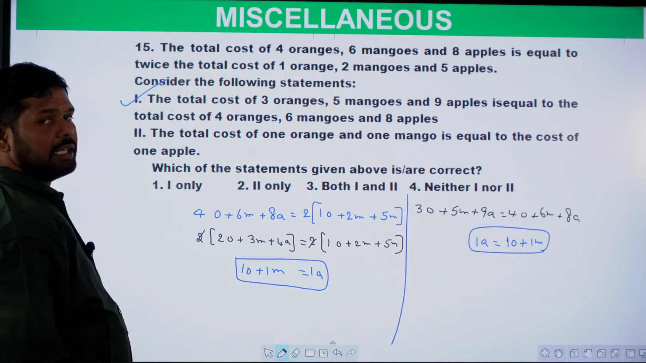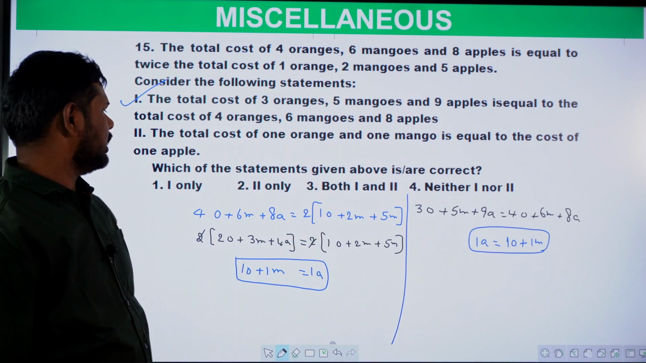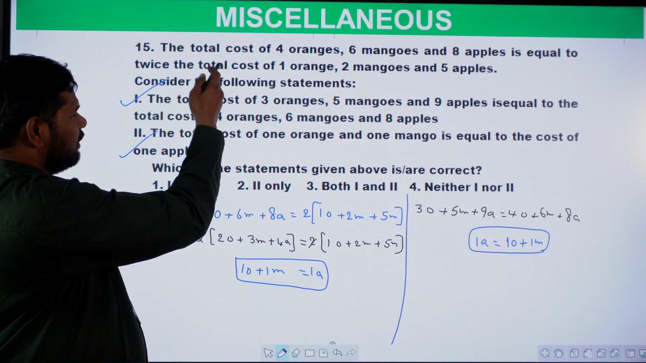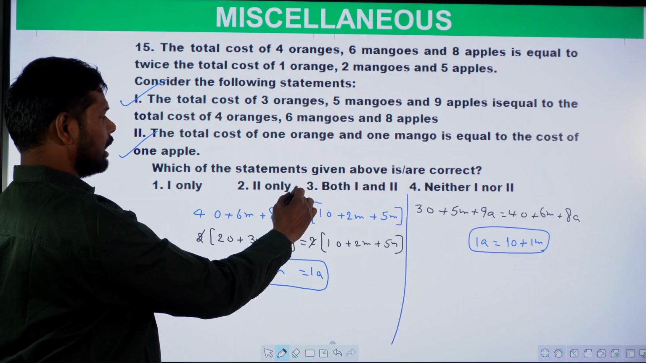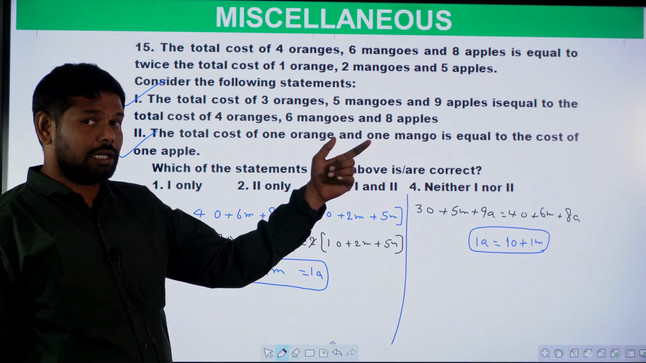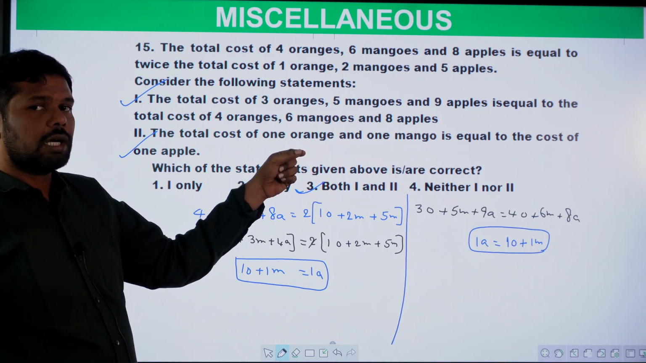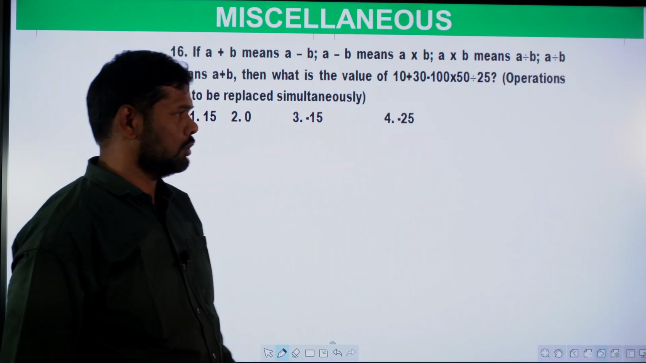So the first statement is correct. The total cost of 1 orange and 1 mango is equal to the cost of 1 apple. That is also correct. So according to the given data, both statements are correct. They are asking which of the statements are correct, which means both 1 and 2. Sometimes they are asking which are not correct, like that also the question is framed. So while reading, be very clear whether they ask which are correct or which are not correct. Then only answer that question.